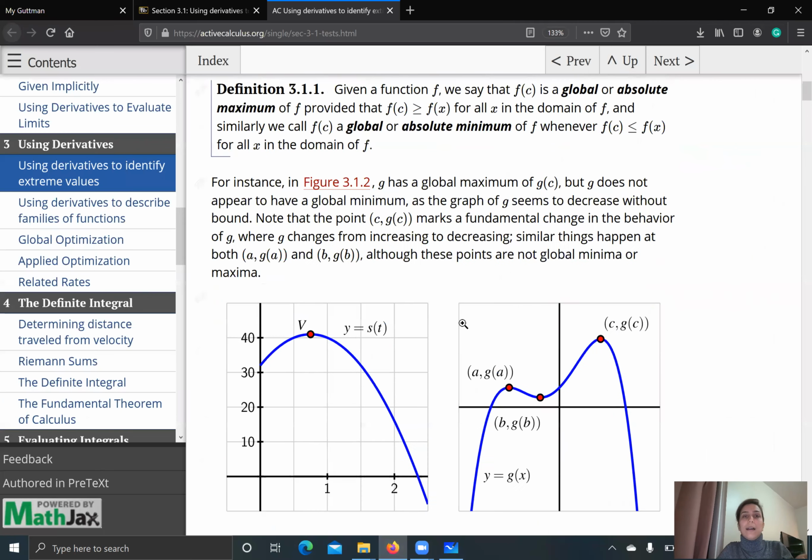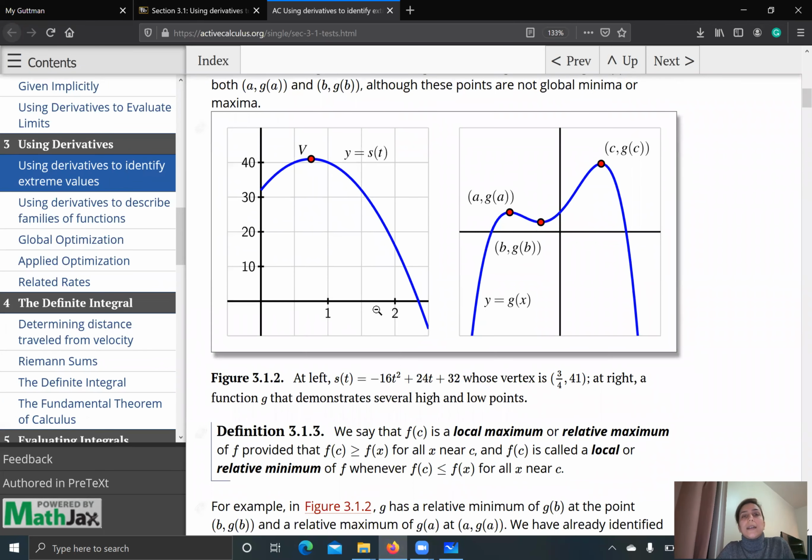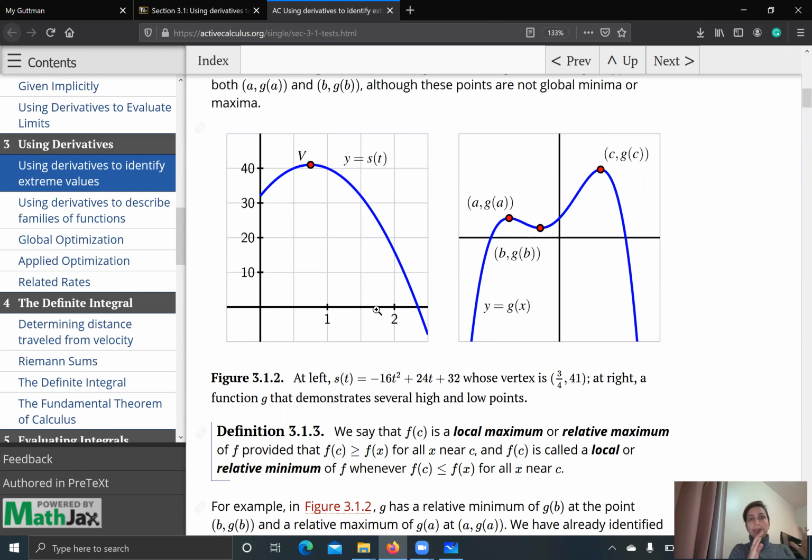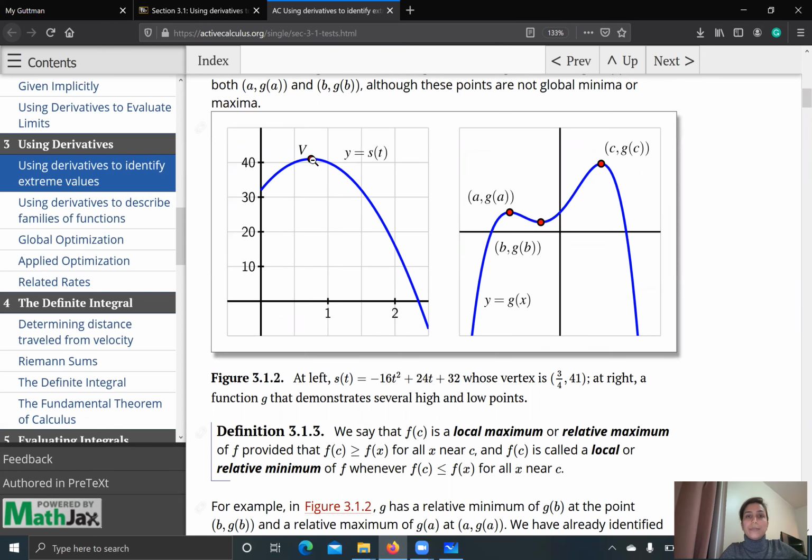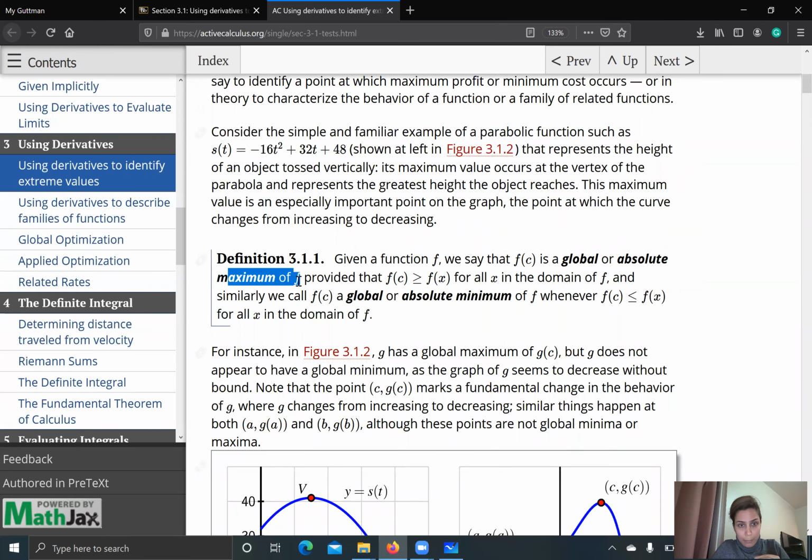For example, look at these pictures. In this picture, you can see the graph of two functions. On the left, look at the graph. The graph is first increasing and then decreasing. Look at the point V. At point V, your function reaches the maximum height. What do we mean by maximum height? It means that the height of the graph at this point V is greater than any other height. So that is an absolute maximum. That height, which is 40 something, is the greatest output value, greatest height. So that is called absolute maximum.